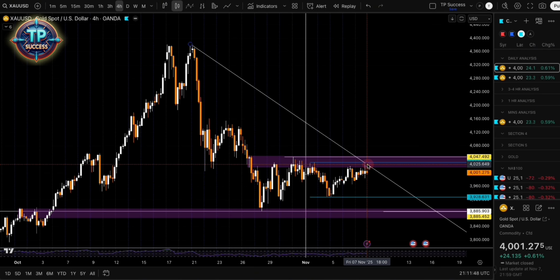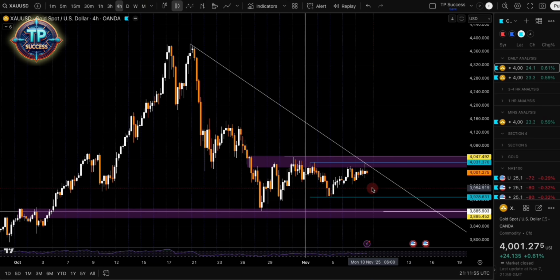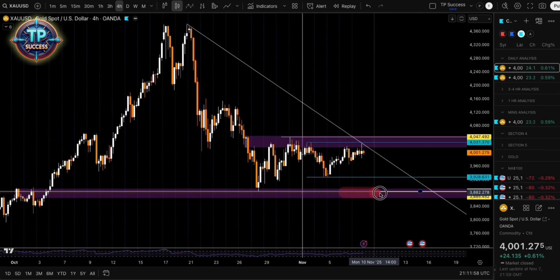Other than that, I'm just monitoring the situation. Even if this trend line is broken, this level right here must be taken out before I can even consider doing anything in there. Same thing with down here as well. I would need the downside knocked out before I consider doing anything.